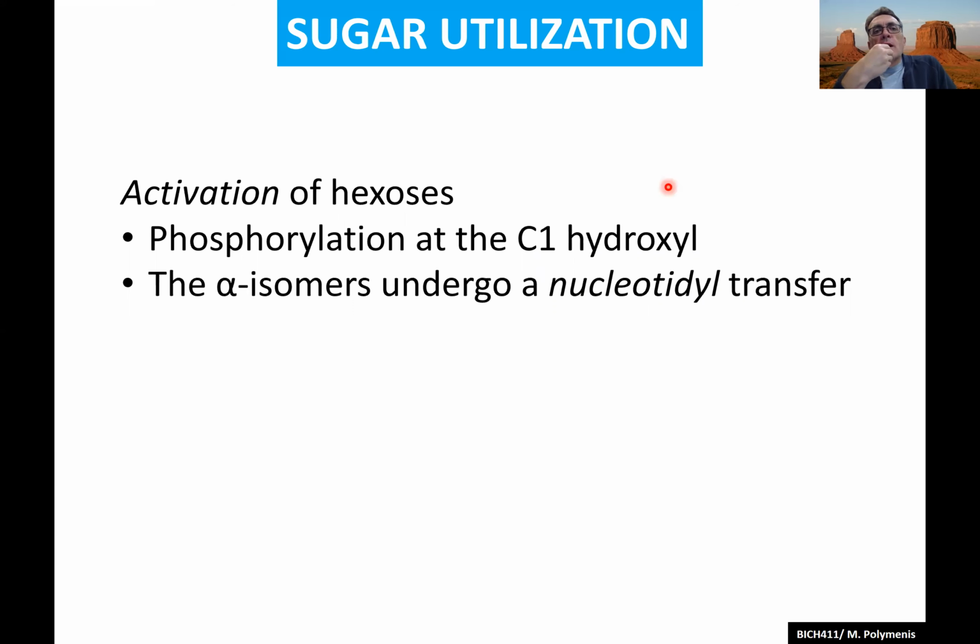All right, now what we're dealing with is fairly inert molecules. We're dealing with galactose, glucose, so they're really inert. They're not highly reactive. They're pretty stable. And how do you activate them? Well, you phosphorylate them first at the carbon 1. So we've seen fructose getting phosphorylated on carbon 1, but glucose, when it comes in, is phosphorylated by hexokinase at carbon 6. So this is carbon 1 that gets to be phosphorylated. And then the alpha isomers, and only the alpha, undergo this nucleotidyl transfer, which we're going to spend a little more time on.